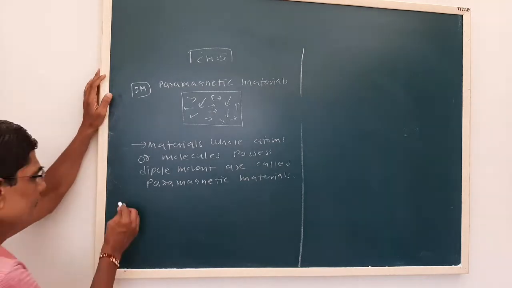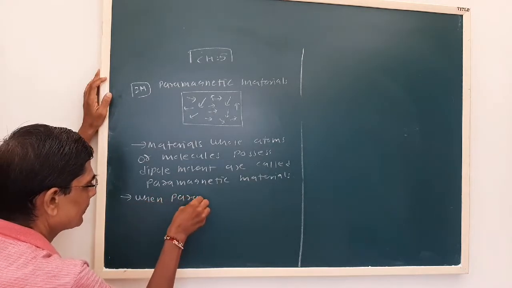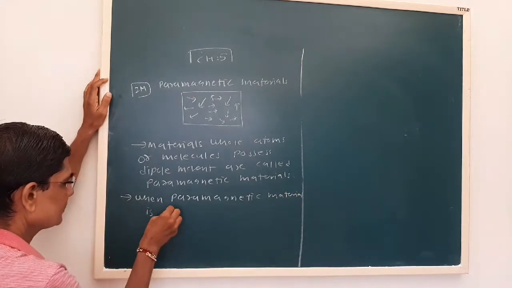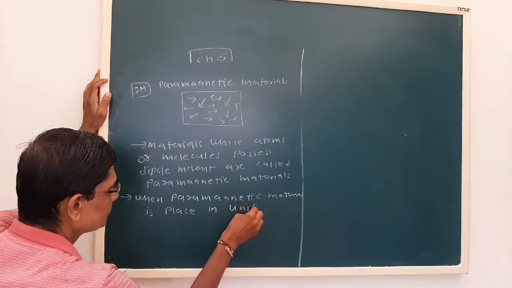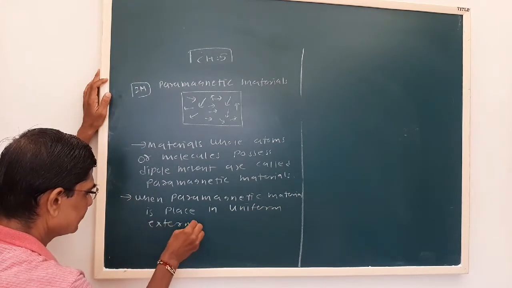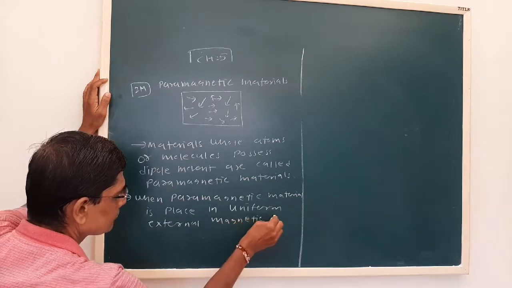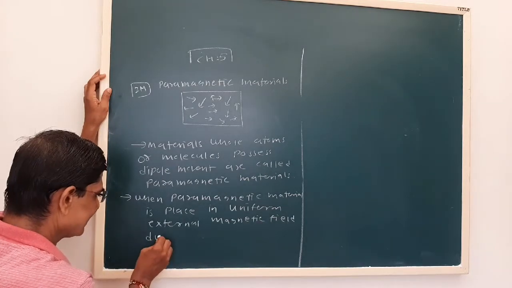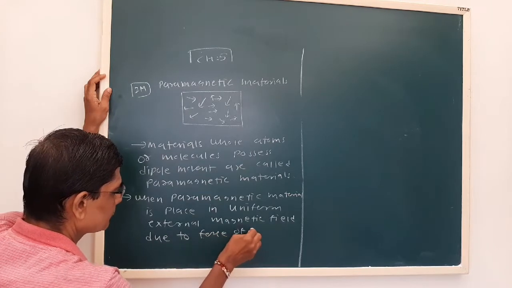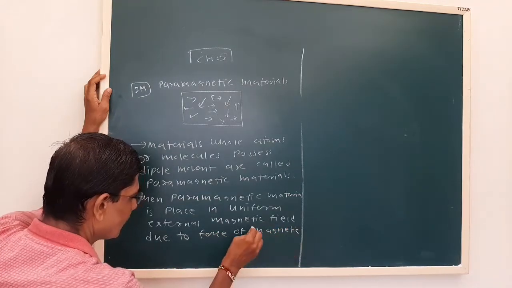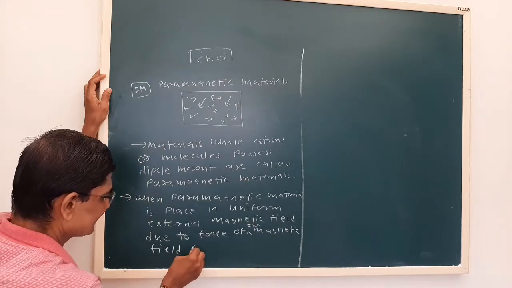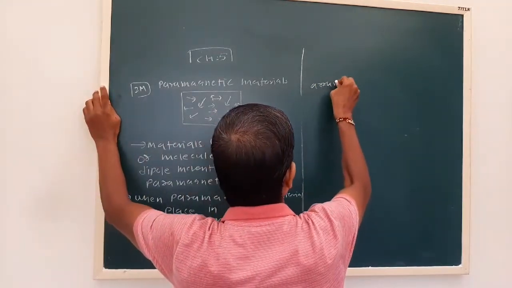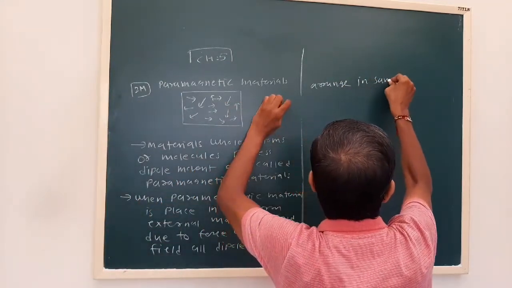Now, when paramagnetic material is placed in a uniform external magnetic field, due to the force of the external magnetic field, all dipoles will arrange in the same direction.